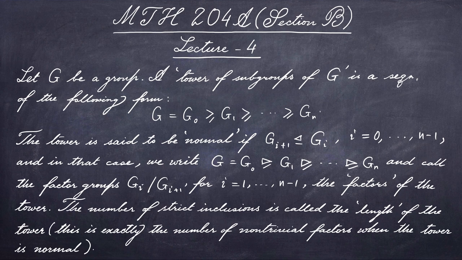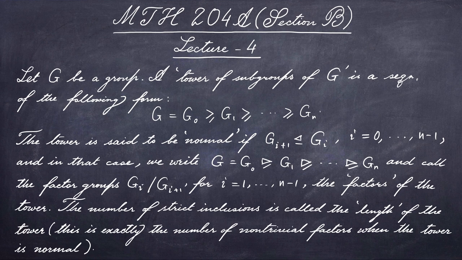If a tower of subgroups of G is normal, then we write this, and it makes sense to consider the factor groups G_i modulo G_{i+1} for each i. These factor groups are called the factors of this tower. Given any tower, irrespective of normal or not, the number of strict inclusions is called the length of the tower. It's easy to see that when the tower is normal, the length is nothing but the number of non-trivial factors of this tower, because this factor group is trivial if and only if the inclusion is not proper, that is, there will be an equality.